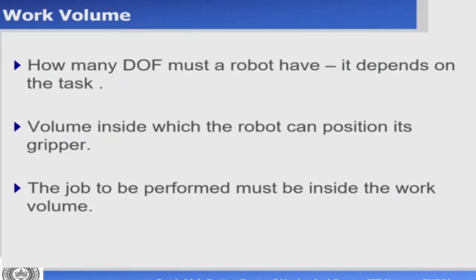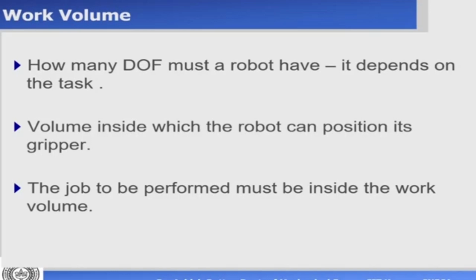Now we come to the important question: how many degrees of freedom must a robot have? Now it depends on the task. By connecting different joints, we can make a robot, and the total number of these joints will make up the total degrees of freedom of the robot. So if it has five revolute joints, that will be 5R or 5 degrees of freedom. So how many degrees of freedom a robot must have depends on the task.